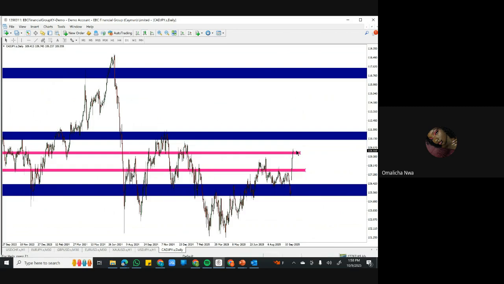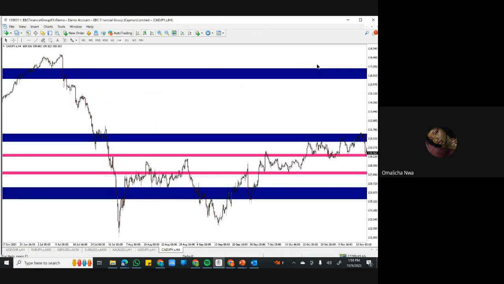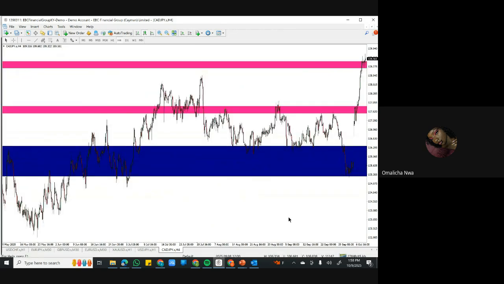And what is it doing? It is holding. It's either it breaks it to come and test this blue line and continue, or it rejects and comes down to meet the nearest support here, which should be around inside here. Now let's go to a 4-hour time frame so that you can see this properly. Okay, let's get to the end of the chart. Look at it on a 4-hour time frame.